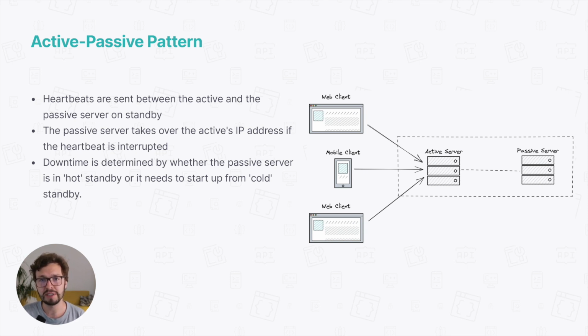Now the problem is there is downtime associated with this process. First, the heartbeat needs to be detected to be off, and then the passive server has to take over. And depending on the state, if it's a hot or a cold passive server, this can take more or less time. Anyways, this is not the most favored pattern for designing systems with high availability. So don't spend too much time in your system design interview preparation on this pattern.